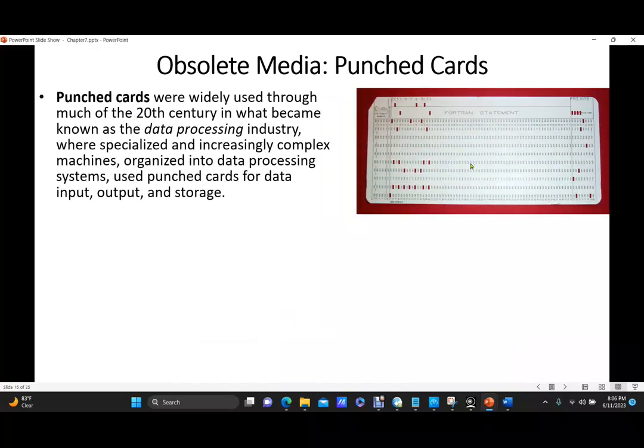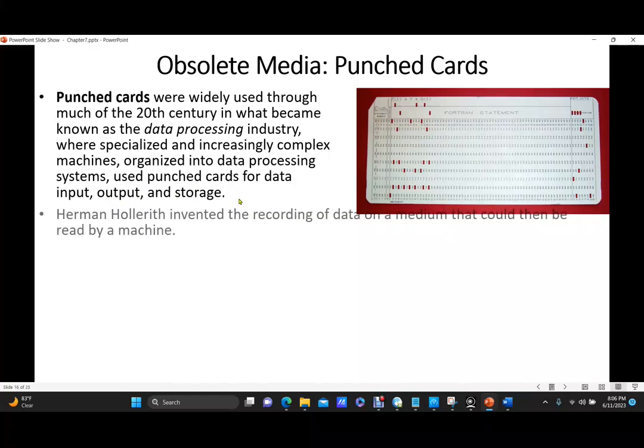Punch cards were widely used through much of the 20th century in what came to be known as the data processing industry, where specialized and increasingly complex machines organized into data processing systems used punch cards for data input, output, and storage.